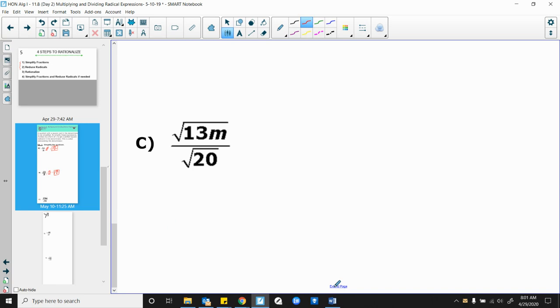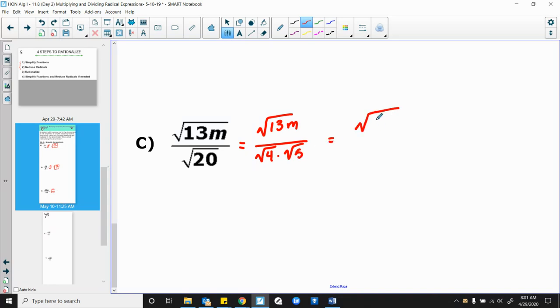We've got radical 13m over radical 20. Okay, I cannot simplify these fractions at all, but I can simplify this first. So I have 13m over, and this is radical 20, which simplifies to radical 4 times radical 5. So then this gets me 13m, and this gets me 2 radical 5. From here now, we can go ahead and rationalize because we've taken care of steps 1 and 2. All right, so I'm going to multiply this by radical 5, and I'm going to multiply this by radical 5.